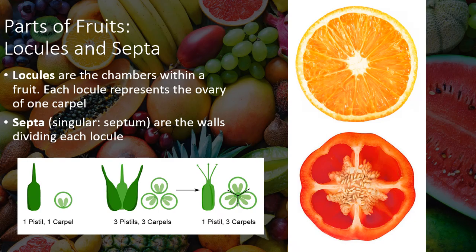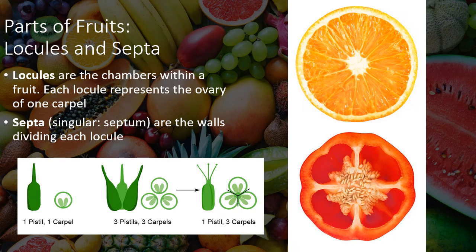When we see fruits that are segmented inside, that gives us a clue that at one point we had multiple carpels and they've fused together to produce one larger ovary. The chambers themselves are referred to as locules. Each locule represents the ovary chamber of one single carpel, and the walls that divide the different locules are called septa. And you may be familiar with the singular version of that word, the septum.